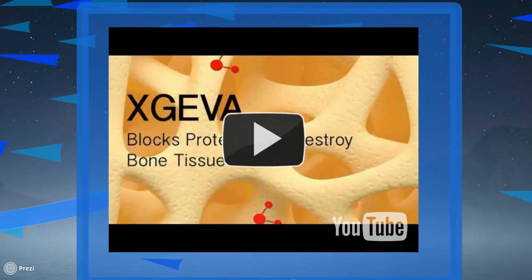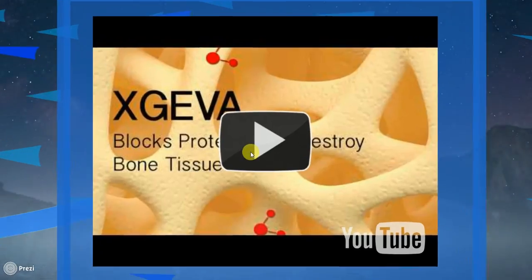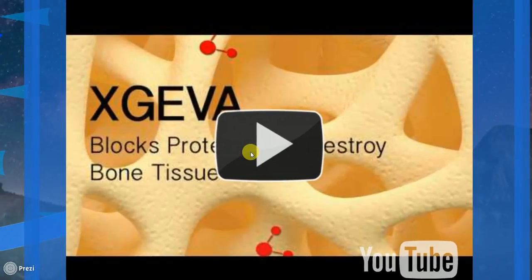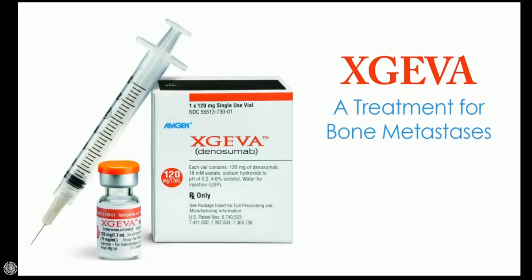Here we have a video that explains how the XGEVA or the Denosumab or the Prolia actually works. The bones are the most common site of metastasis in cancer. Xgeva is a treatment for bone metastasis from breast, prostate, lung, and other solid cancers. Xgeva is the trade name. Its generic name is Denosumab. Xgeva is made by Amgen.